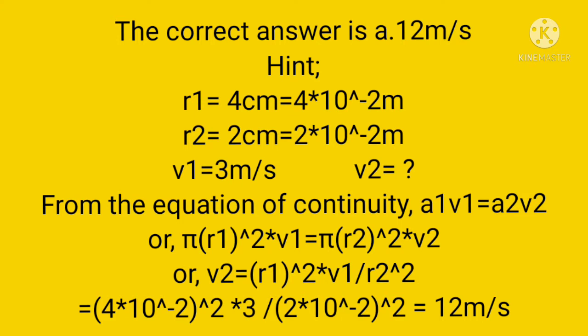Hint: R1 equals 4 centimeter. We have to change centimeter into meter. So 4 into 10 to the power minus 2 meter. R2 equals 2 centimeter equals 2 into 10 to the power minus 2 meter. V1 equals 3 meter per second. V2 equals what? From the equation of continuity, A1 V1 equals A2 V2, or pi R1 square into V1 equals pi R2 square into V2, or V2 equals (R1 by R2) whole square times V1 equals (4 into 10 to the power minus 2 by 2 into 10 to the power minus 2) whole square into 3 equals 12 meter per second.